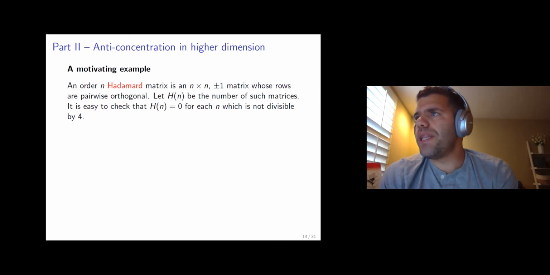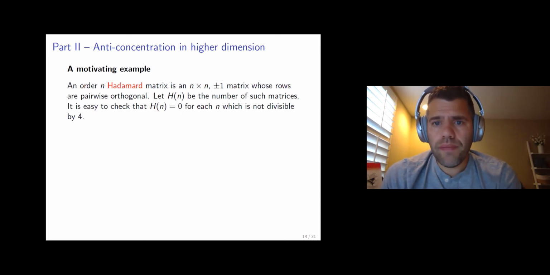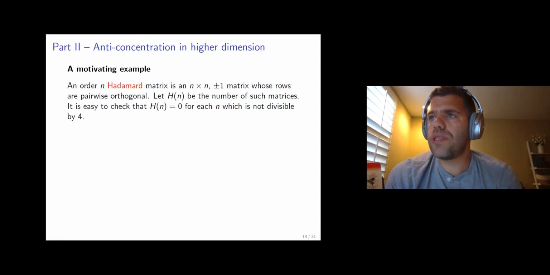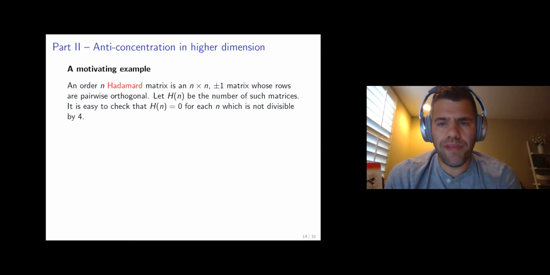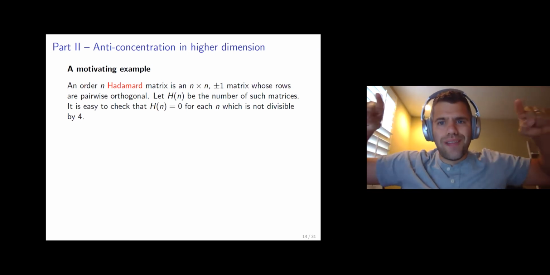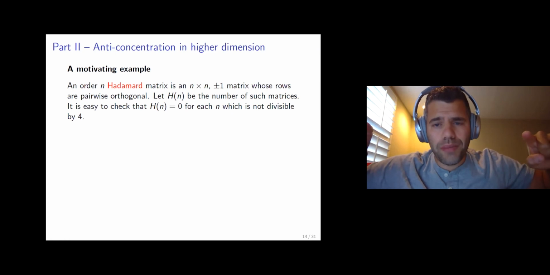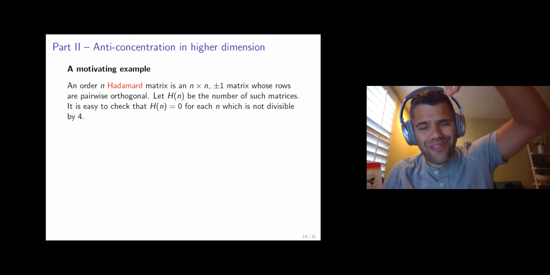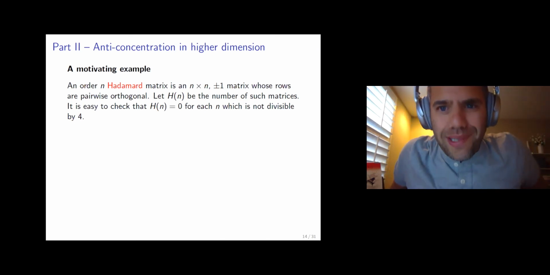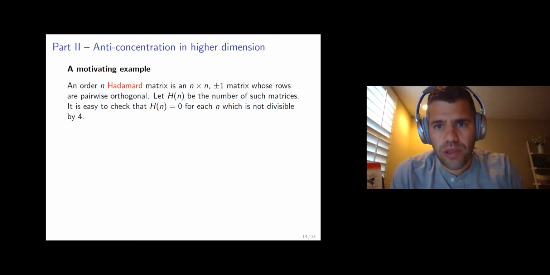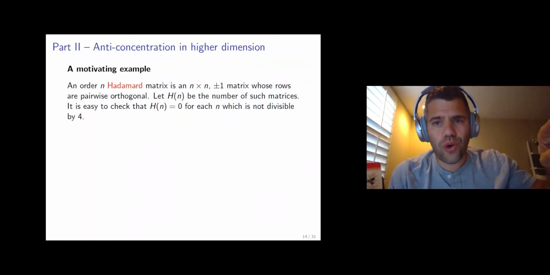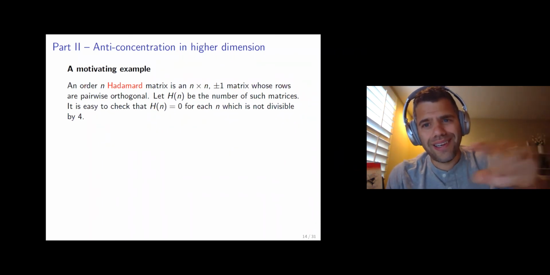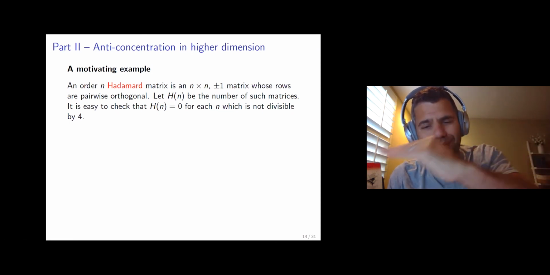And let Hn be the number of such matrices of order n. It is not hard to see that Hn is actually 0 for every n which is not divisible by 4. Actually, this is quite simple if you just consider the first 3 rows of a Hadamard matrix, right? We can change signs of complete columns or rows if we want, and it's still a Hadamard matrix. So we can always assume without loss of generality that the very first row is all ones. And then clearly the second row, because it must be orthogonal to the first, must have exactly n over 2 plus ones and n over 2 minus ones.